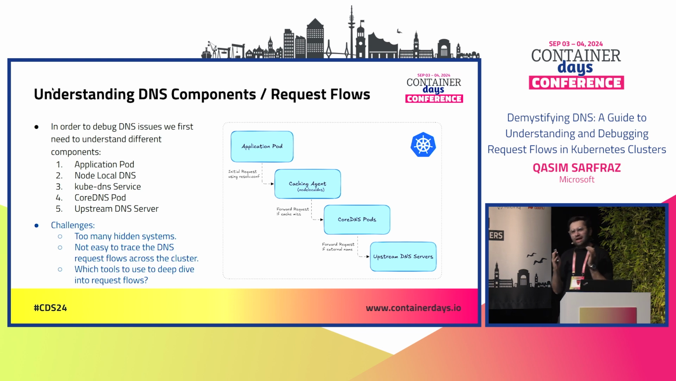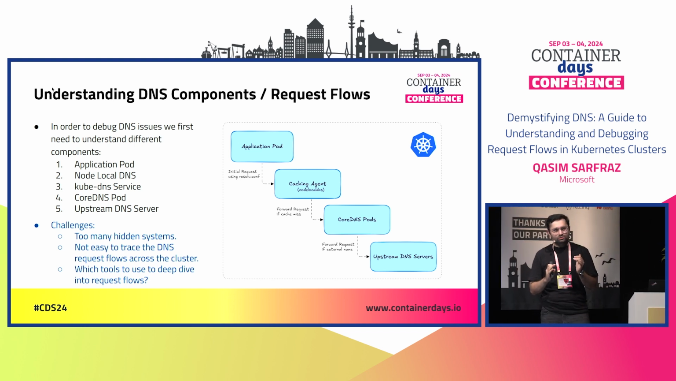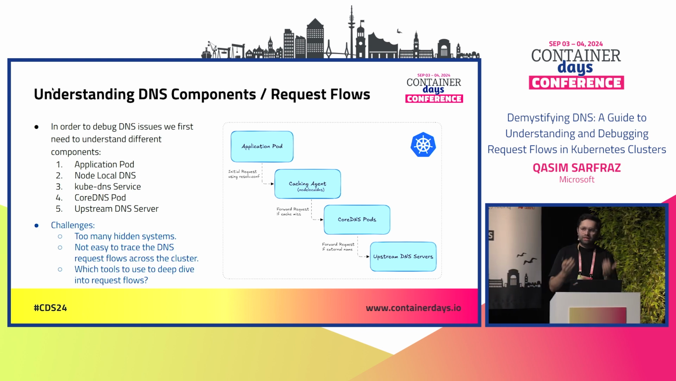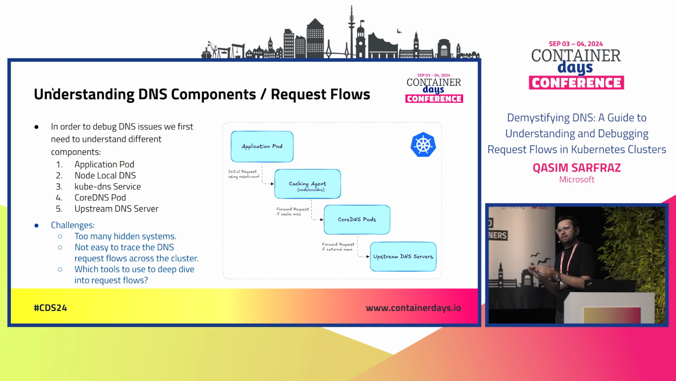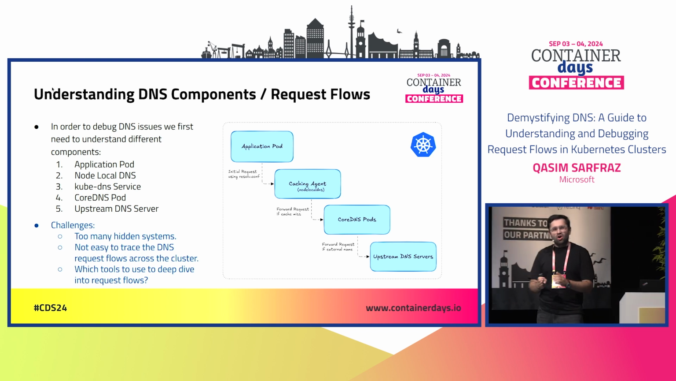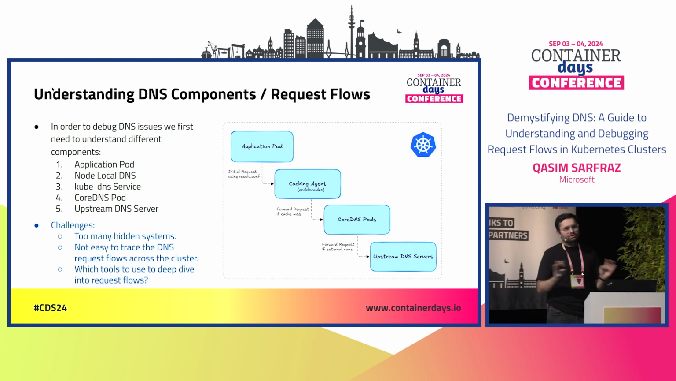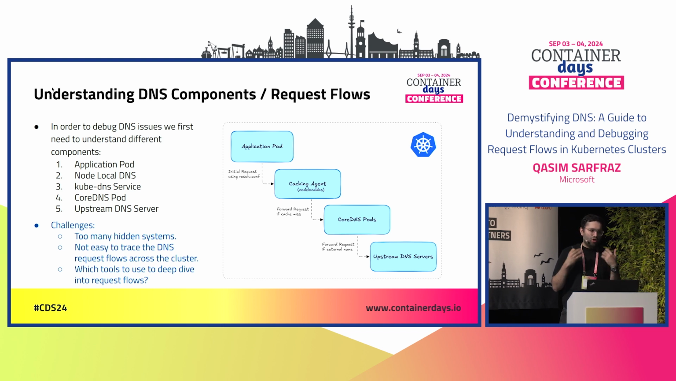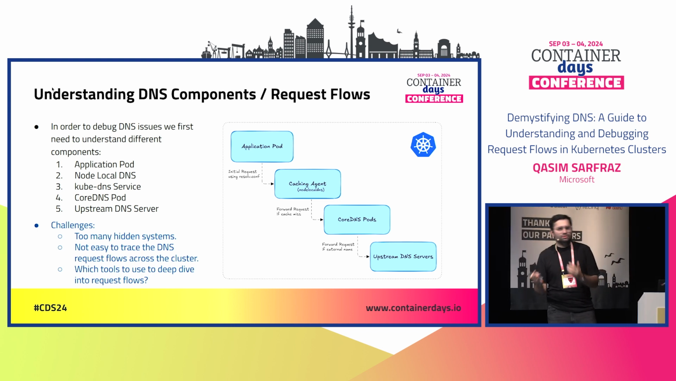So this slide already highlights the different challenges with DNS in a Kubernetes cluster. There are too many hidden systems. If we make a DNS request and it fails, we really don't have any idea at which component it failed. It's not really easy to trace the DNS request flows across the entire cluster. Tools like tcpdump offer a great way to deep dive into request flows, but they lack cluster-wide aggregation and Kubernetes enrichment.